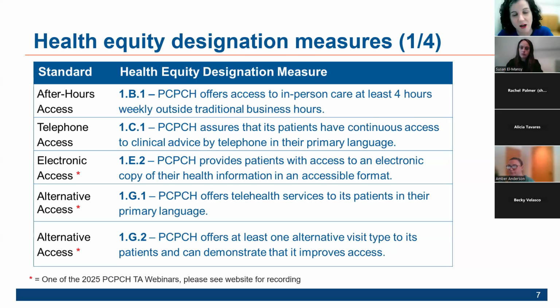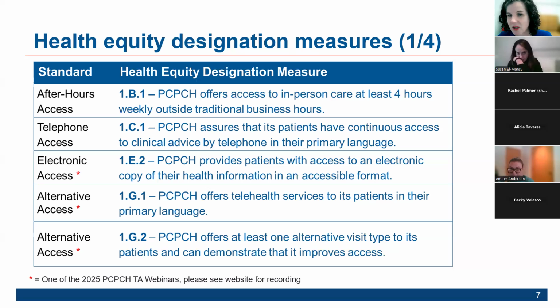Another health equity measure is ensuring that your patients have access to continuous clinical advice by phone in their primary language. So making sure that they not only can access clinical advice, but also that it is in a language or format that is accessible and understandable to them. Another measure is that the practice would provide an electronic copy of health information to patients in an accessible format, either via language or, if they have a disability, in a different format as well.